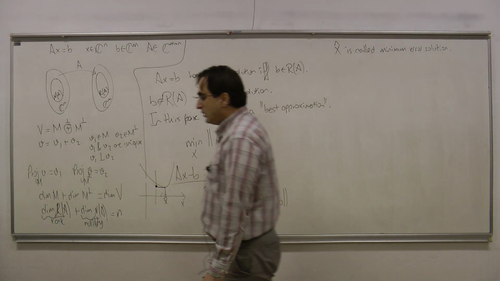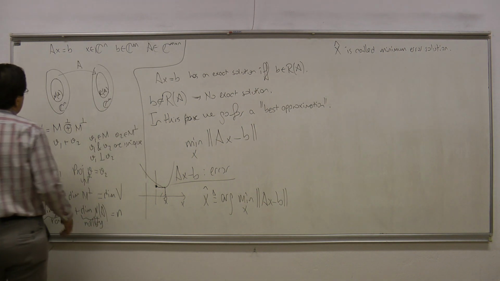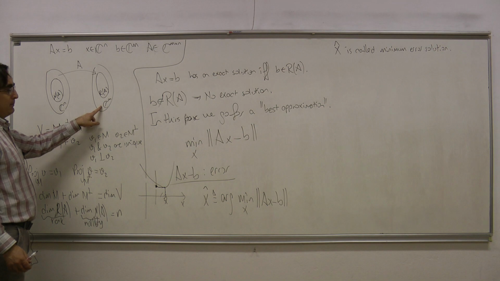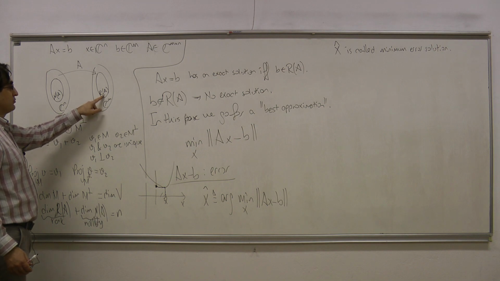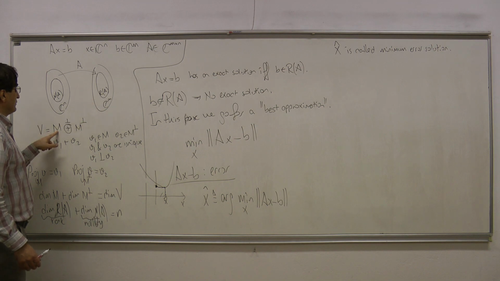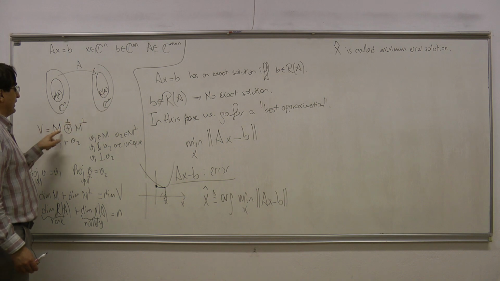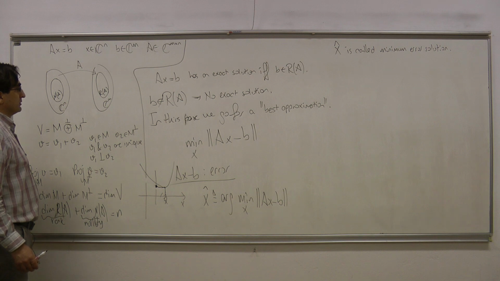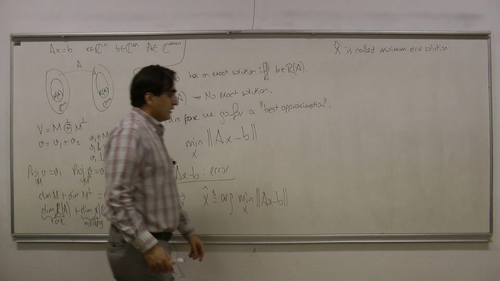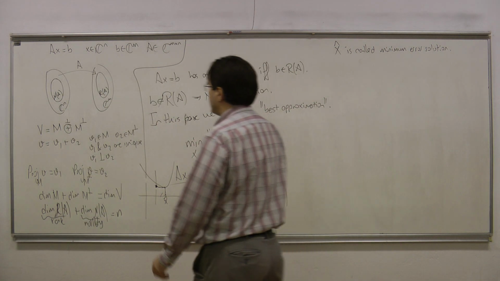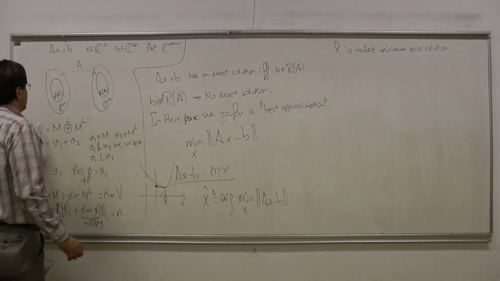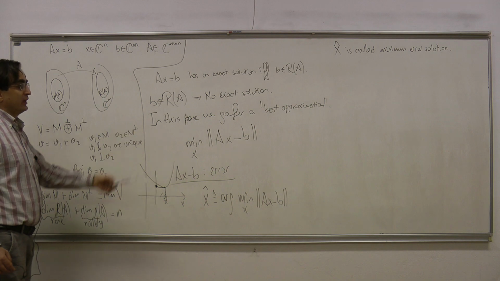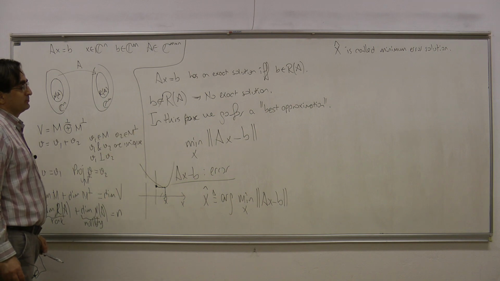Here is what I'm going to do. I'm going to take V equal to C^m, and M equal to the range space of A, and M orthogonal is going to be the range space of A orthogonal complement. Then I will try to make this decomposition, and use that decomposition to obtain the solution of this optimization problem.